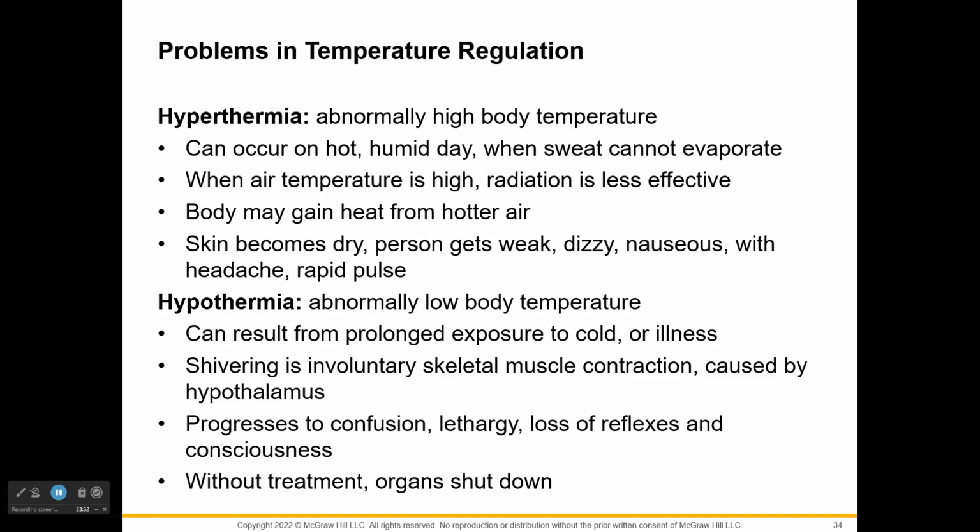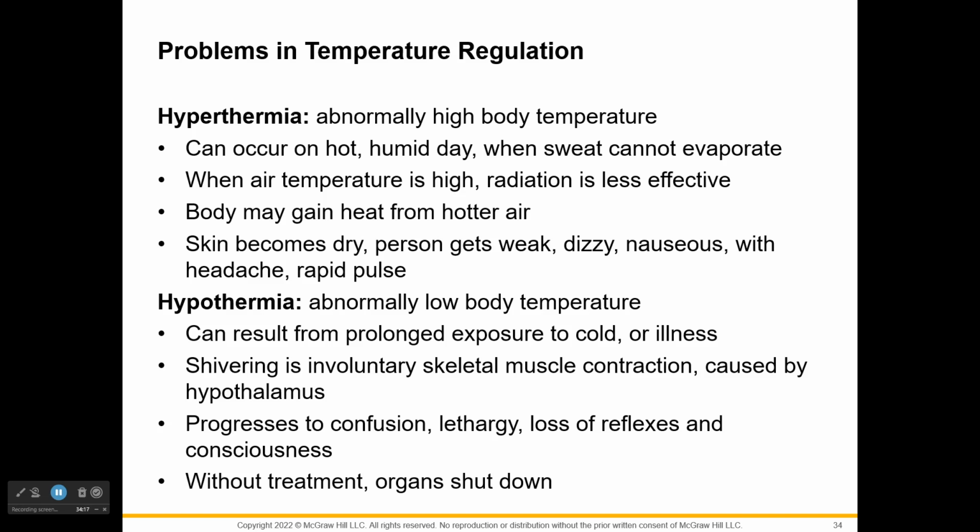There is an issue if you go out of the range for too long. Hyperthermia, remember that prefix hyper means high. So this is an abnormally high body temperature, and this can make you feel hot and sweat a lot. And if you're dehydrated, it will make you more dehydrated. You become dizzy and weak and nauseous, and your pulse goes up.